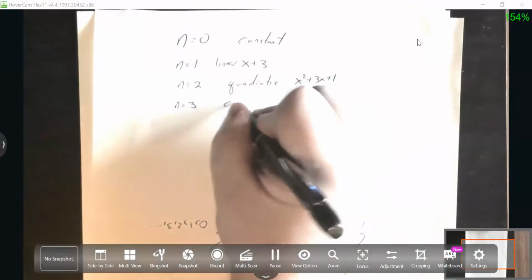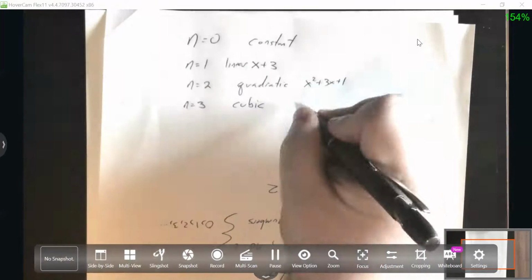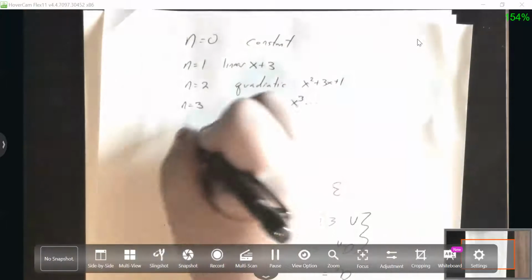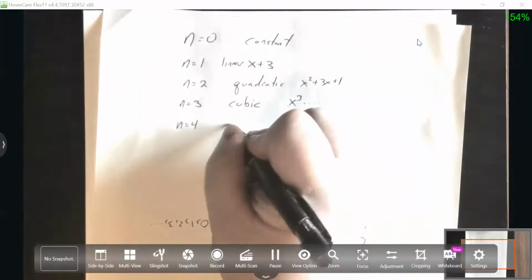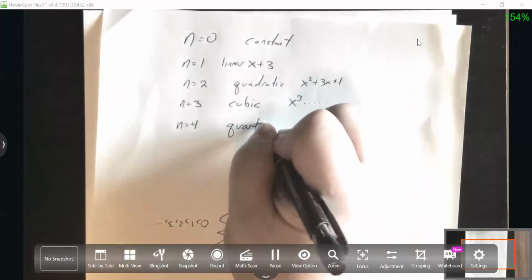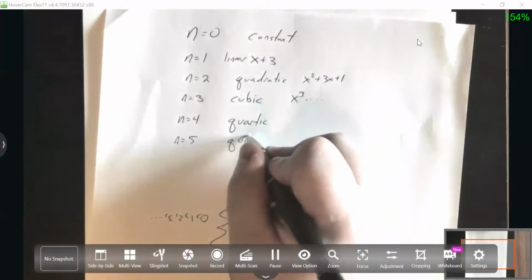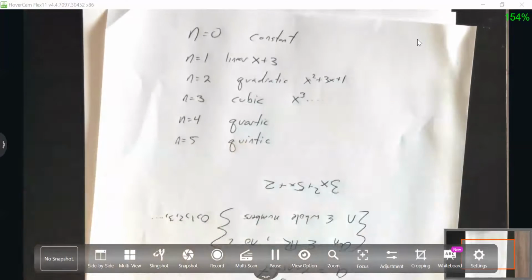N equals 3 is a cubic. So that'd be something to the third power, x cubed, dot, dot, dot. N equals 4 is called a quartic. If n equals 5, that is a quintic. And it kind of keeps going with some ridiculous names. But for right now, we'll just worry about n equals 1 through 5.